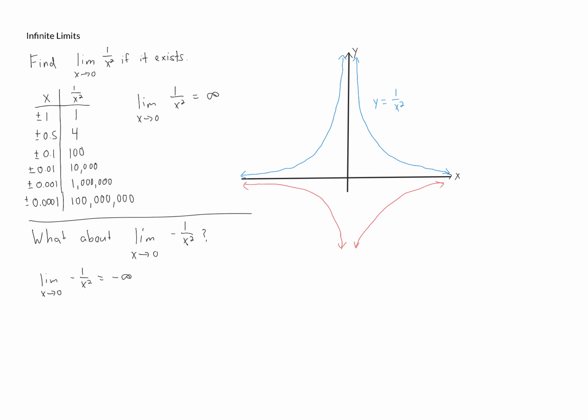Now, I want to look at one more example that's going to be slightly different as well. What about the limit as x approaches 0 of 1 over x? Now, in this case, we could make a table of values, but to save time, I want to look at the graph because this is a graph you've almost certainly seen before.